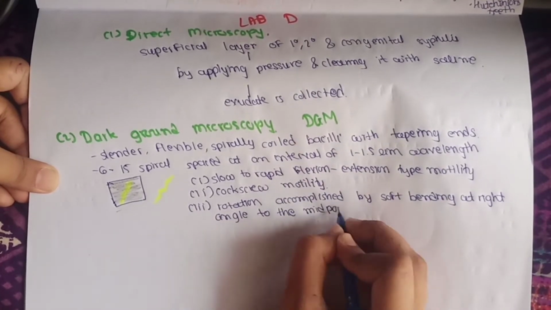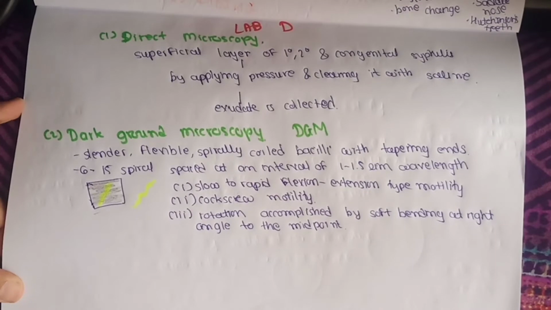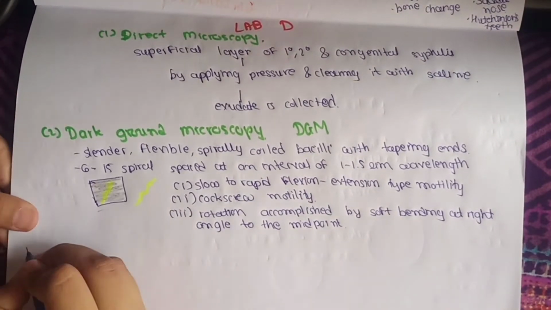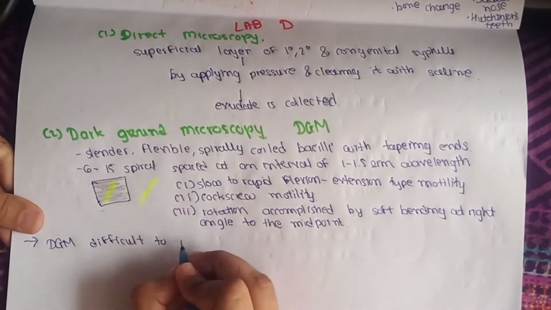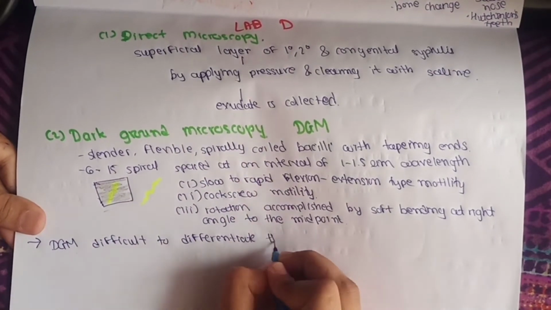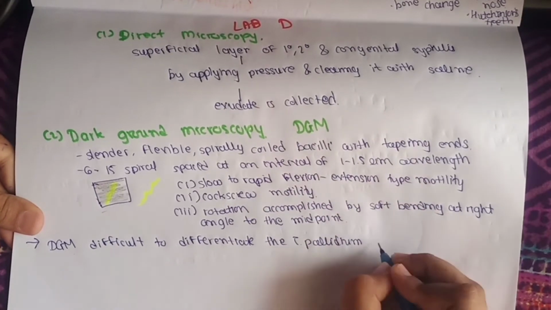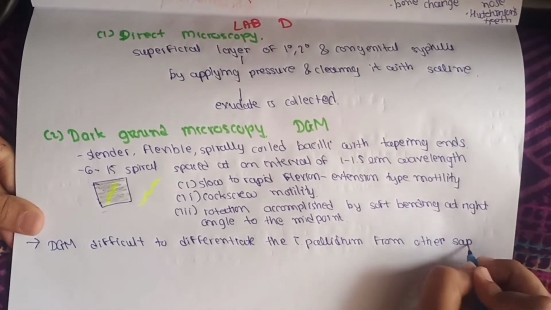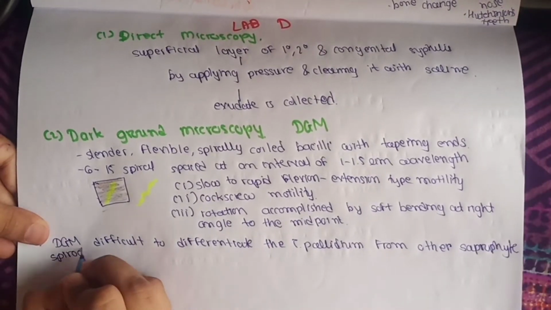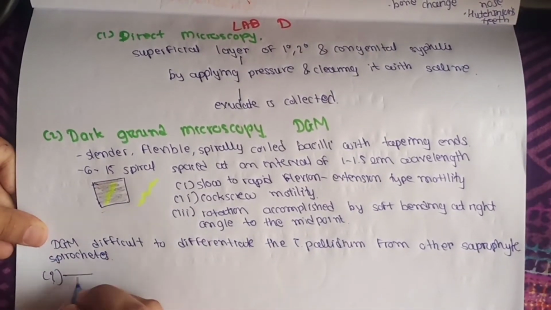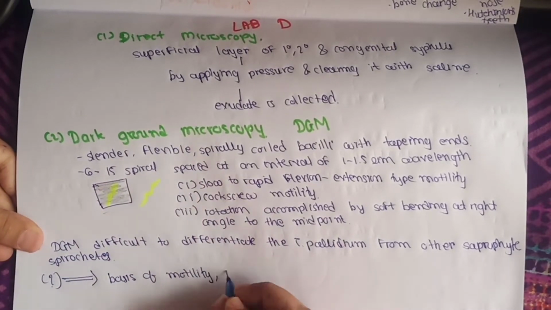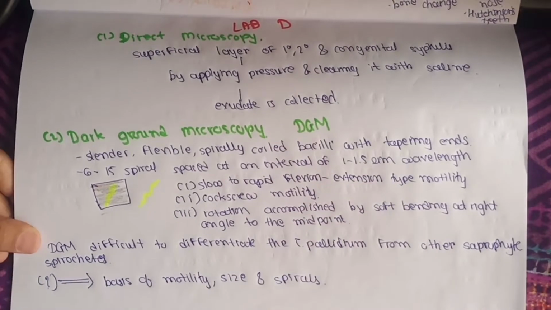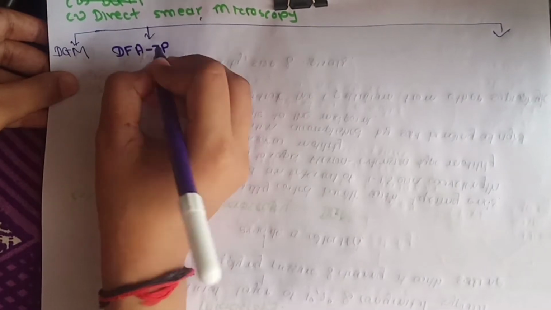Before declaring this dark ground microscopy negative, we should examine it for 3 consecutive days. The dark ground microscopy is difficult for differentiating T. pallidum from the other saprophyte spirochetes. Although this differentiation can be done, how? It can be done on the basis of motility, size, and spirals of the bacteria. So in the first method, direct microscopy, we discussed DGM.